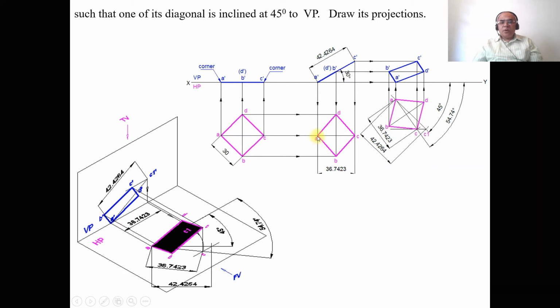Then you want the top view apparent length. You take the distance from A to C with the same center, cut an arc on this locus line. So you are going to get AC. Then on this beta inclination line, that is the 54.74 degree line, you rewrite the second position top view here, and then write the corresponding front view. So that is what we have shown here.